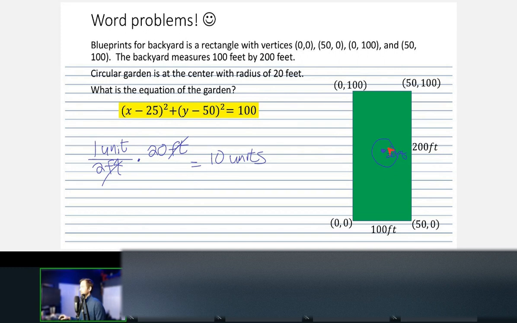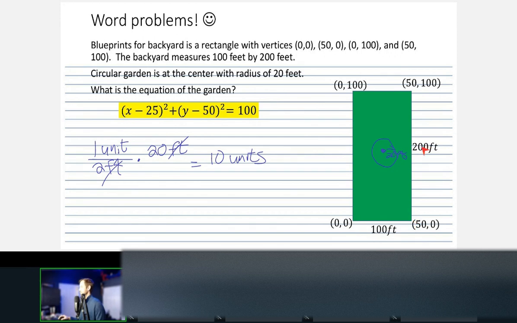Brady, we cut it in half because this is in feet. Okay, this is in feet, but coordinates for the equation are in units. So from 0 to 50, that's units. See, this is 100 feet. So we have to cut this in half because it's 2 feet per unit. So 100 feet divided by 2 is 50. That's 50 units from here to here.